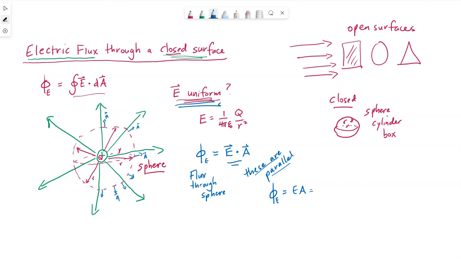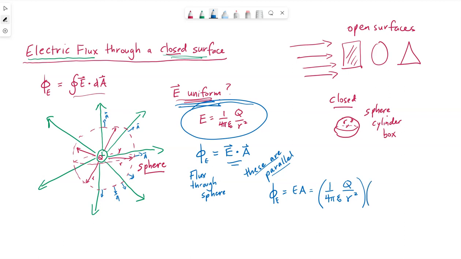So the electric field value we already know, because we know the electric field due to a point charge. The value of the electric field as it passes through this spherical surface I've chosen is our constant K, or 1 over 4 pi epsilon naught, times the value of the charge in there divided by r squared, the distance from the center.